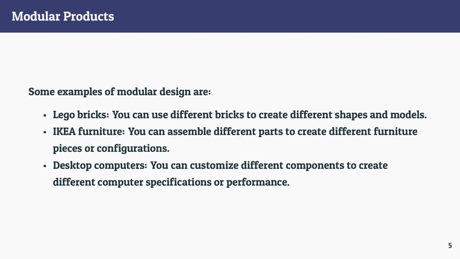Some common examples of modular products are Lego bricks, where the customer can create different shapes and models. IKEA furniture that are made of different components with standard connections. And desktop computers made of different components to create different computer specifications or performance.